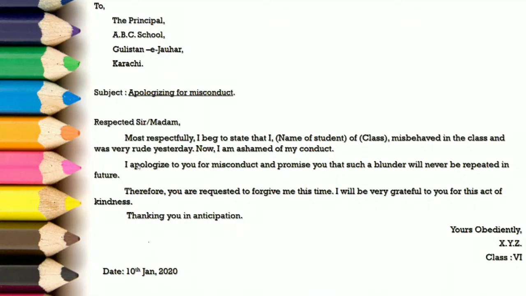Now the second paragraph, again it starts with the two finger space. See, all the paragraphs are aligned and you have to write your paragraphs just like this. I apologize to you for misconduct and promise you that such a blunder will never be repeated in future. Then again, new paragraph, the same space in the beginning, two finger space. Therefore, comma, you are requested to forgive me this time. I will be very grateful to you for this act of kindness.